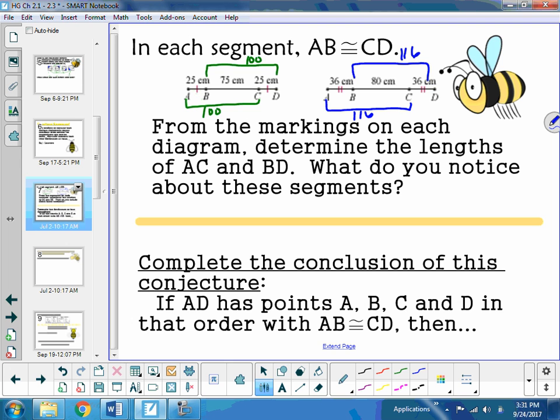All right, so what kind of conclusions can we draw? So let's finish this conjecture down here at the bottom. If AD has points A, B, and C in that order, with AB congruent to CD, then what can we conclude?